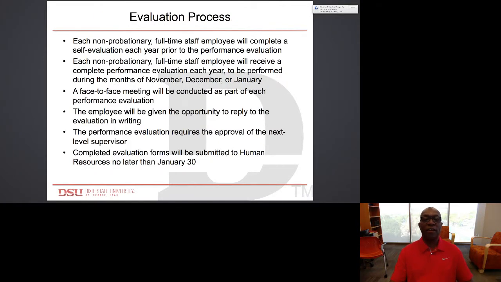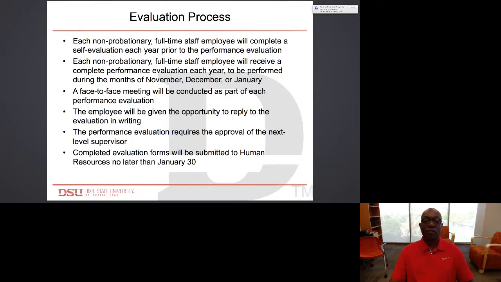The evaluation process. Each non-probationary full-time staff employee will complete a self-evaluation each year prior to the performance evaluation. That's hard for some of us to do, but we need to do that. Each non-probationary full-time staff employee will receive a complete performance evaluation each year to be performed during the months of November, December, and January. A face-to-face meeting will be conducted as part of each performance evaluation.